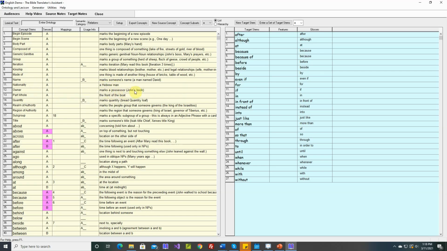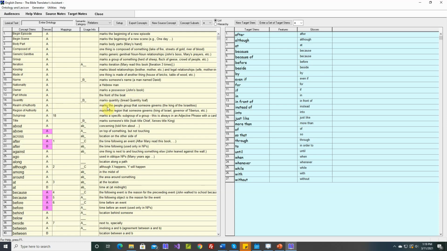Nationality, example, a Hebrew man. Owner marks a possessor, John's book. So book is the head noun, John is a modifying noun. Part whole, the front of the boat, the top of the mountain, the surface of the water, etc. Quantity marks quantity, like a loaf of bread. So bread is the head noun, loaf is a modifying noun, and that noun-noun relationship will be marked with this adposition, quantity. Or 1 liter of water. So water is the head noun, and liter is the modifying noun. Liter will be modified by the adjective 1. So 1 liter, and then the quantity marker, water.